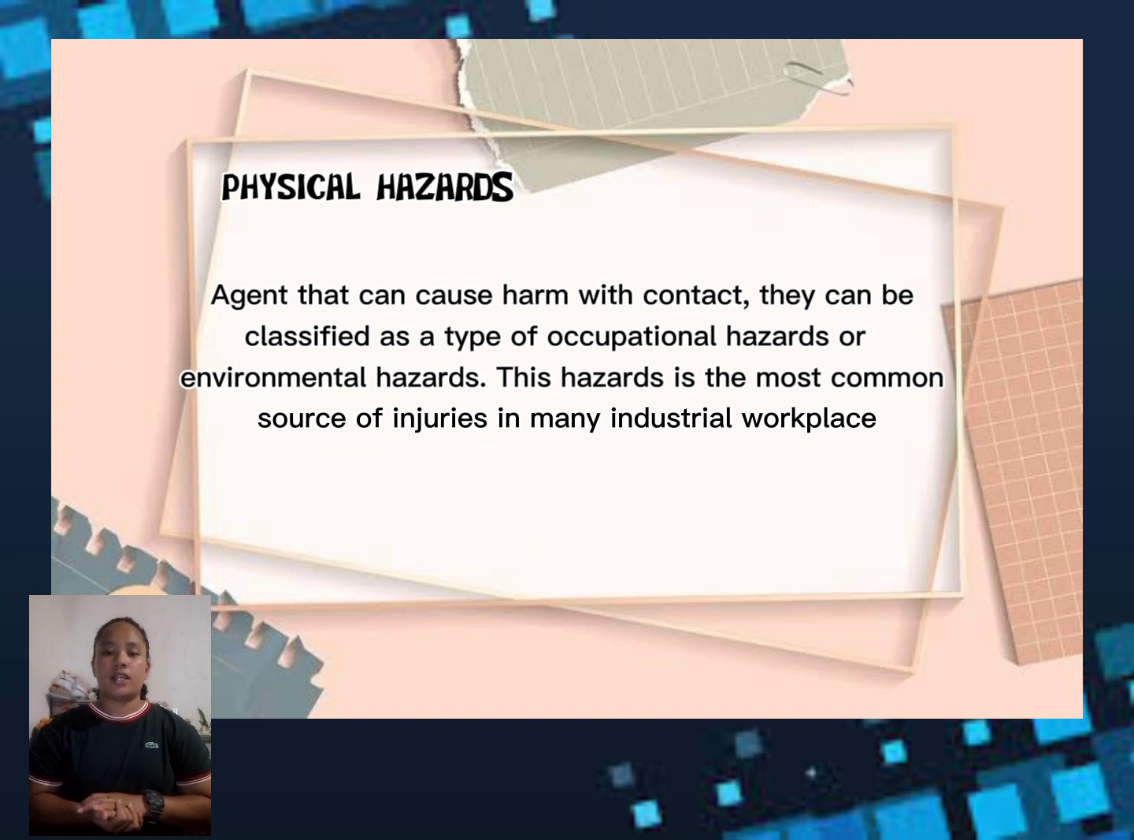A physical hazard is an agent that can cause harm with contact. They can be classified as a type of occupational hazard or environmental hazard. This hazard is the most common source of injuries in many industrial workplaces, such as in construction and mining. Physical hazards include the following: radiation, heat and cold stress, vibration, and noise. But over time, people have developed safety methods and procedures to manage the risk of physical danger in the workplace.